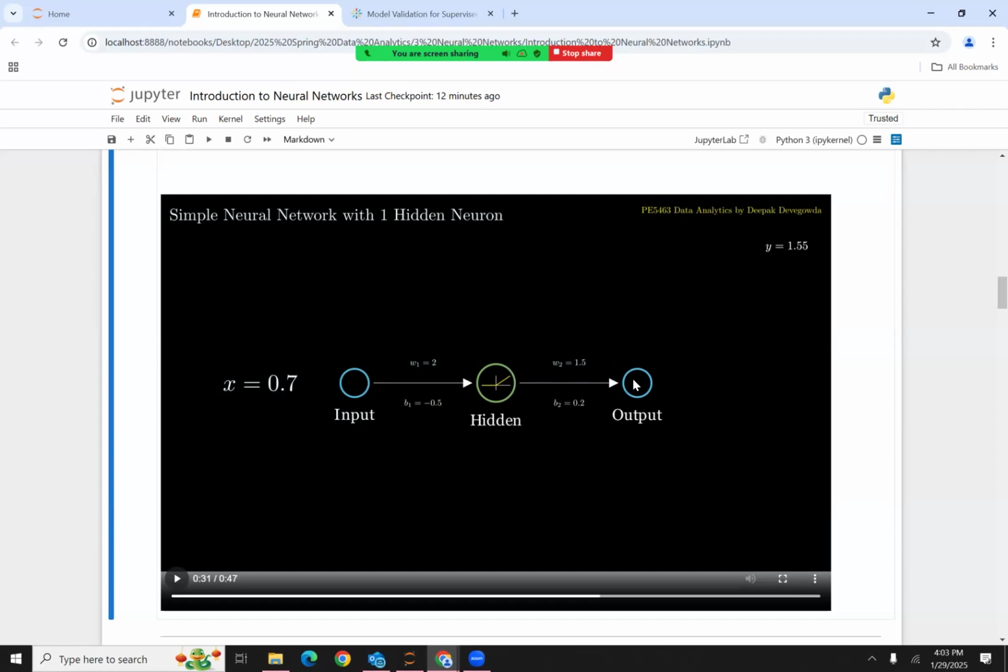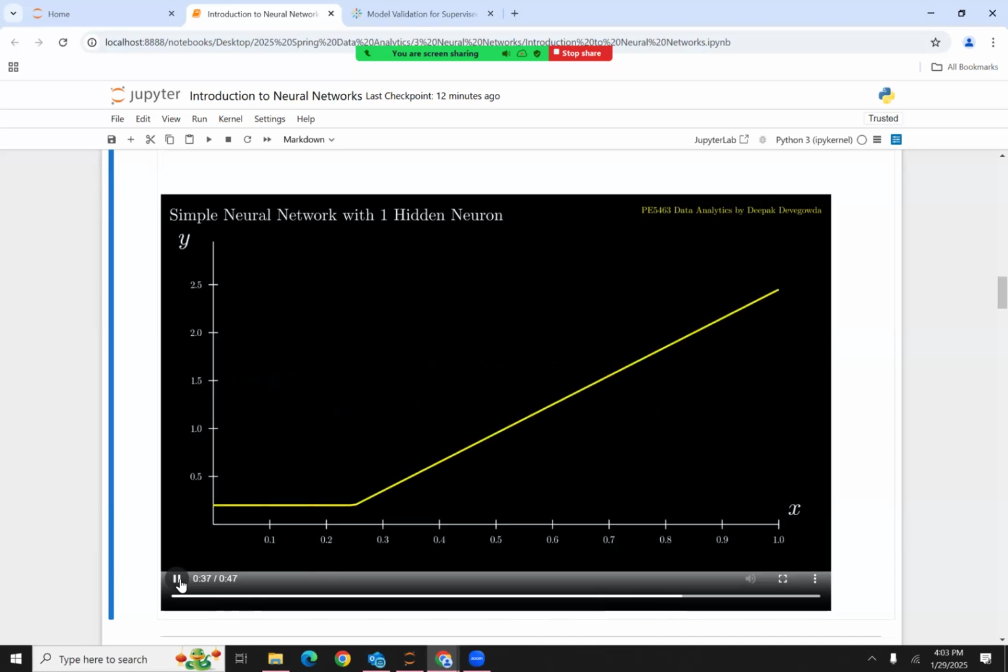We can, of course, repeat this for different values of x, and we can also plot what the outputs are going to be for those different values of x. If we did that, then for different values of x going between 0 and 1, for that simplest neural network that we just saw, the output is going to look like this. And you can see that this is a non-linear input-output relationship. We have non-linearities because we have a change in slope at this specific location.